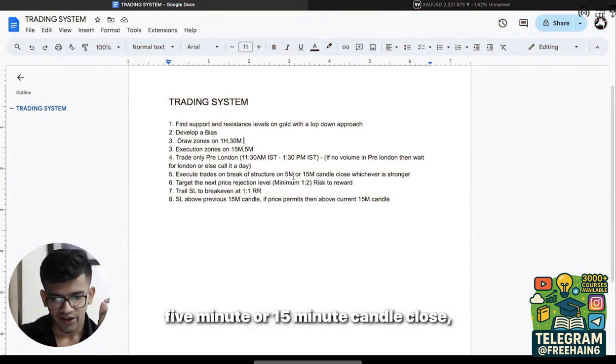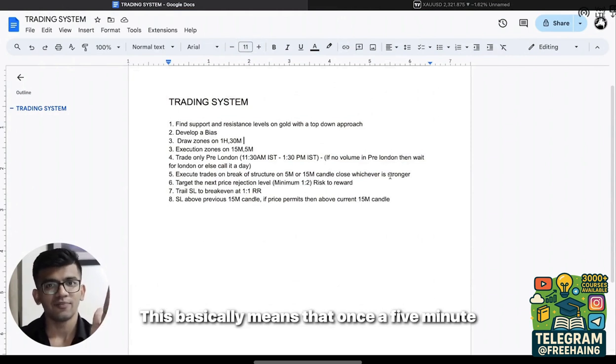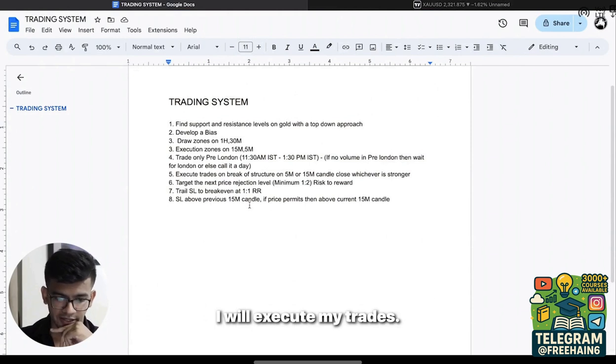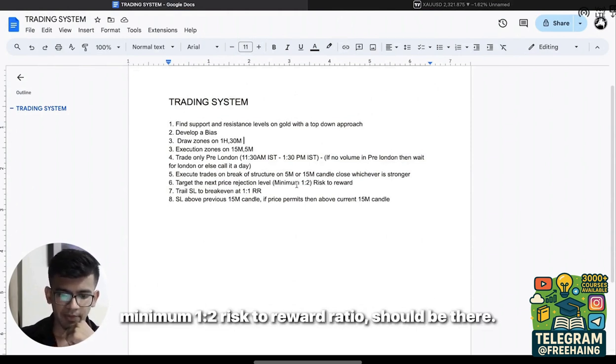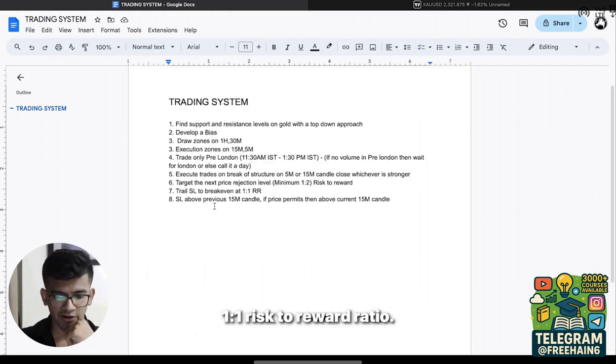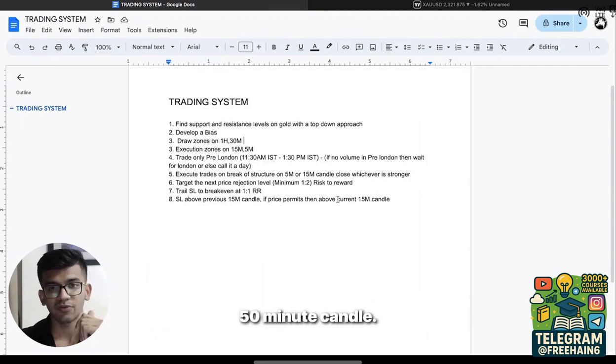Execute trades on break of structure in 5-minute or 15-minute candle close, whichever is stronger. This basically means that once a 5-minute or 15-minute zone breaks, I get a candle closing, I will execute my trades. Target the next price rejection. Minimum 1:2 risk to reward ratio should be there. Trade stop loss to break even at 1:1 risk to reward ratio. Stop loss above previous 15-minute candle. If price permits, then above current 15-minute candle.